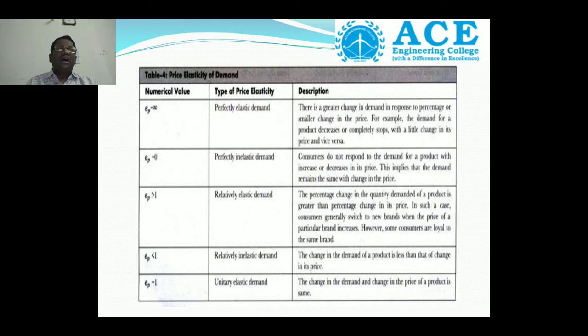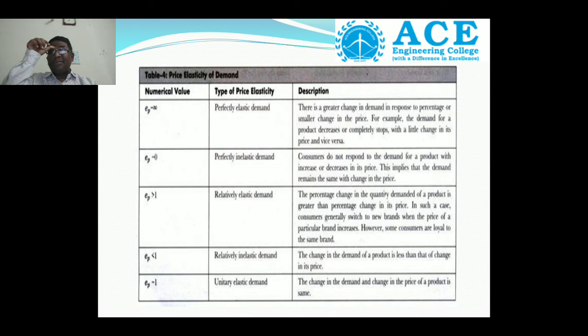Next, the last one is unitary elastic demand. What is the numerical value? It is equal to 1. Then what is the meaning of unitary elastic demand? The change in the demand and the change in the price of the product is the same. That is called the price elasticity of demand.